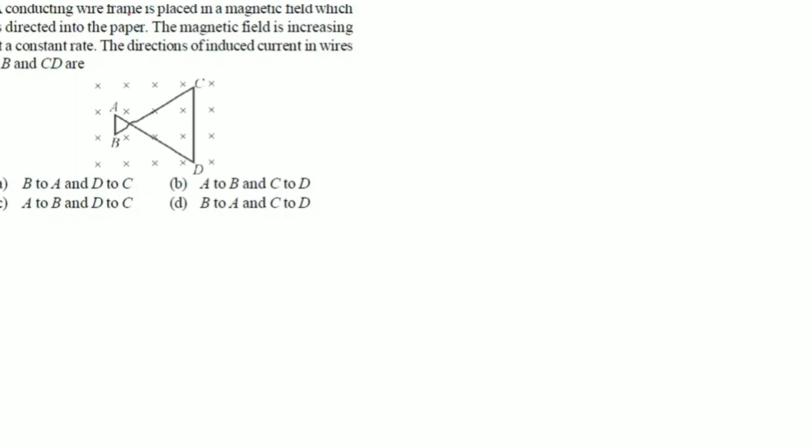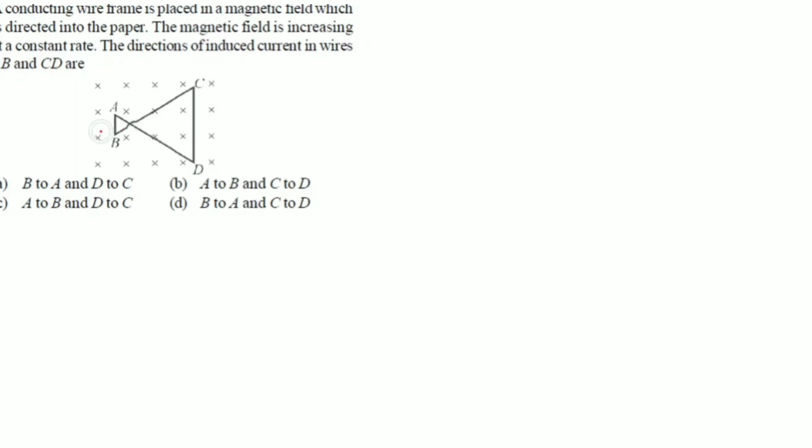A conducting wire frame is placed in a magnetic field which is directed into the paper. The magnetic field is increasing at a constant rate. The directions of induced current in wires AB and CD are? Here they had given a magnetic field. In this magnetic field, they kept a conducting wire frame, that is ABCD.